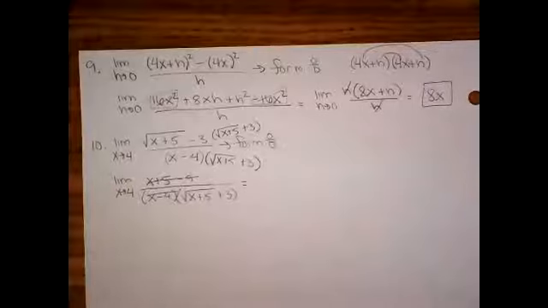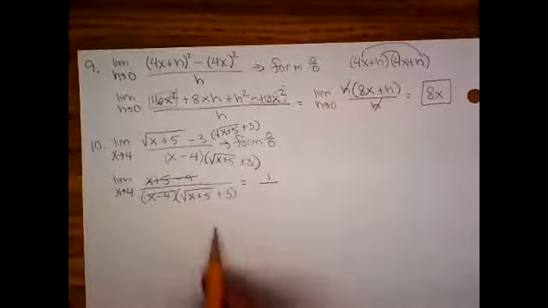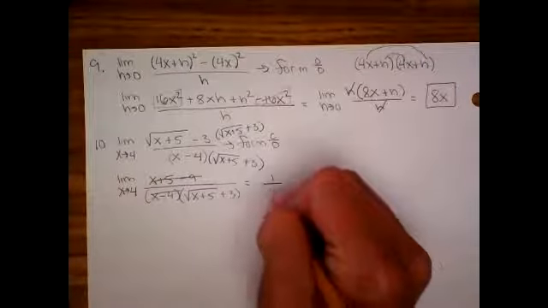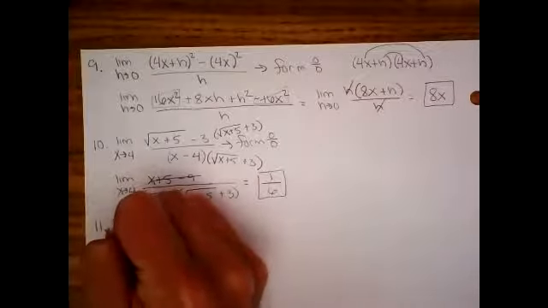Oh, but what's the numerator? It's all gone. So 1. So our numerator is 1. And our denominator, if we plug in 4, 4 plus 5 is 9. Square root of 9 is 3. 3 plus 3 is 6. So 1 over 6.